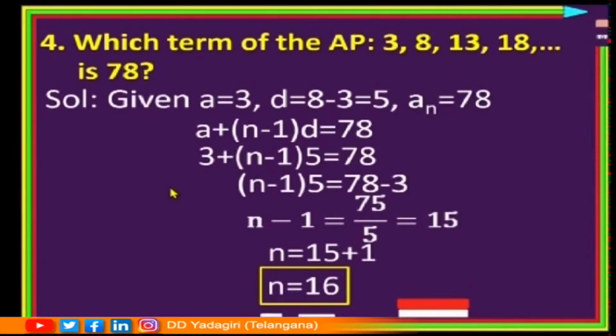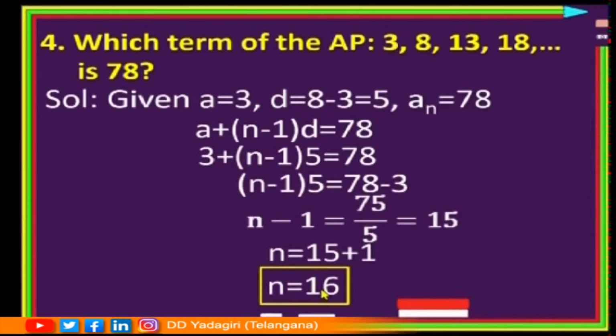So n should not be a fraction. Okay, n should be a natural number. Then only we can say that here the 16th term is 78, right? Like that we can say. So if we take 77, the 77 is not in this AP, that's why n is not a natural number.